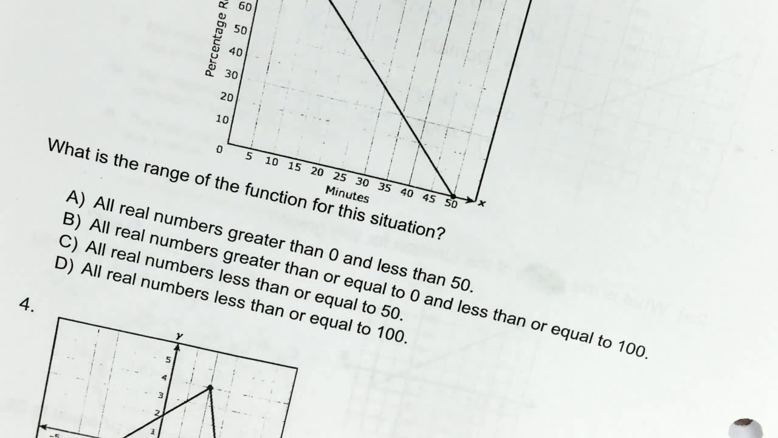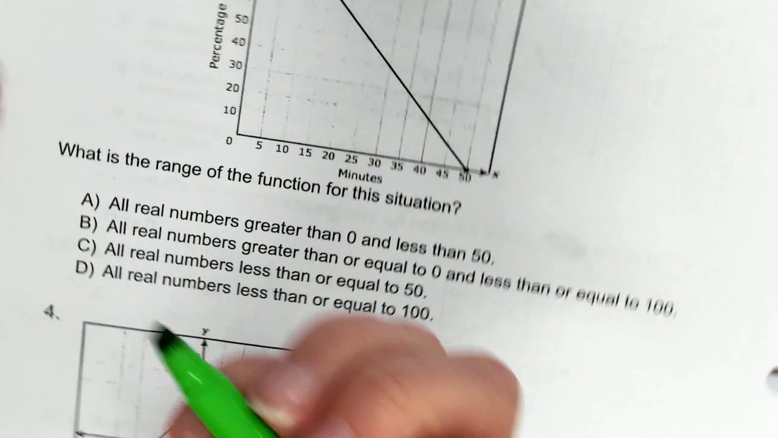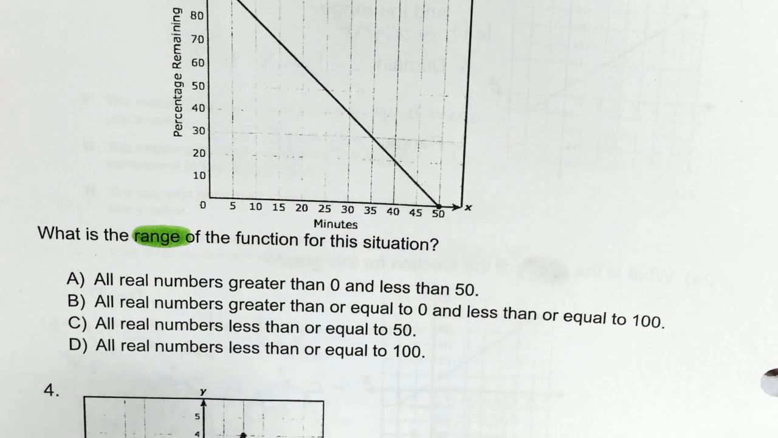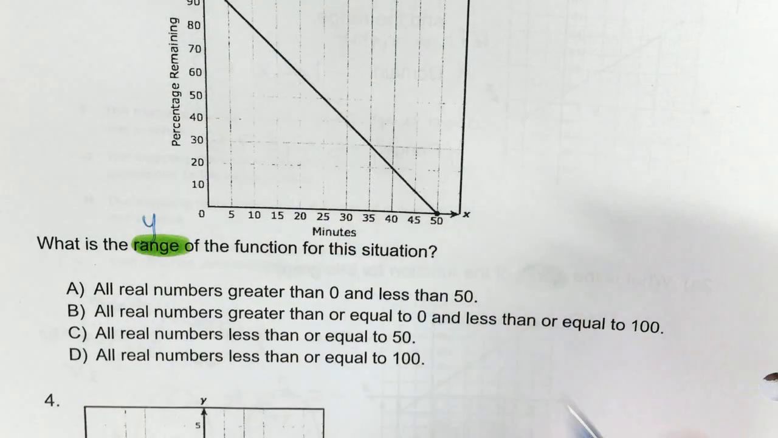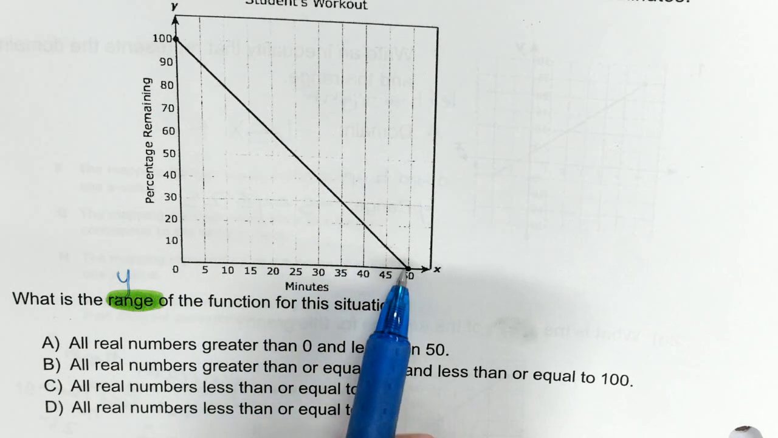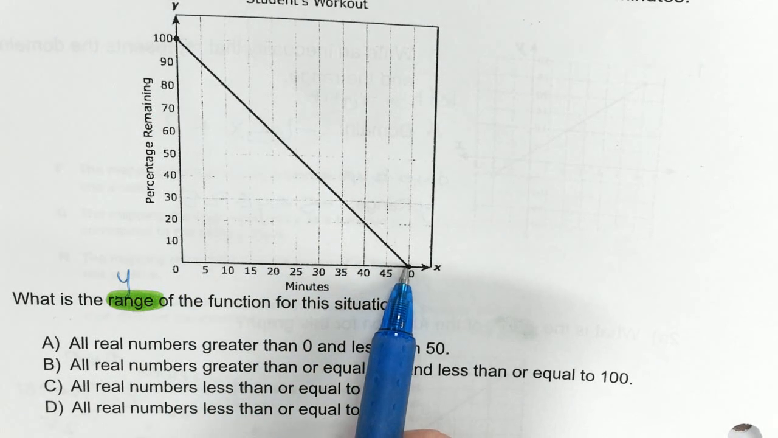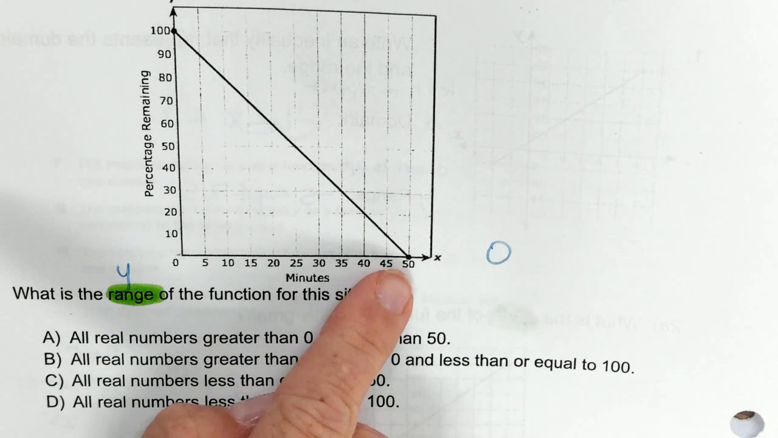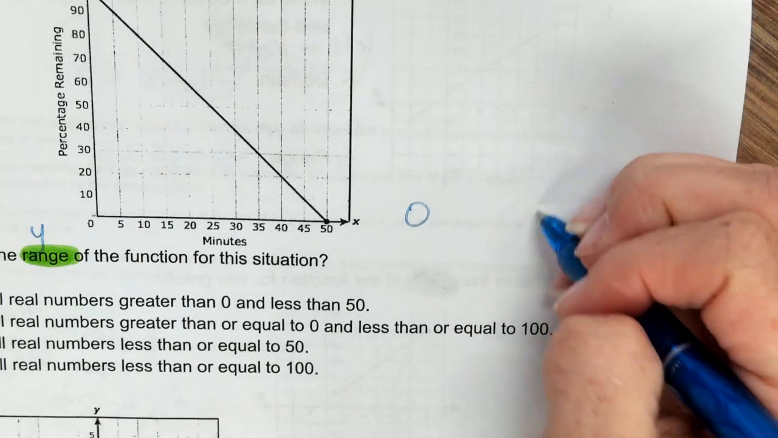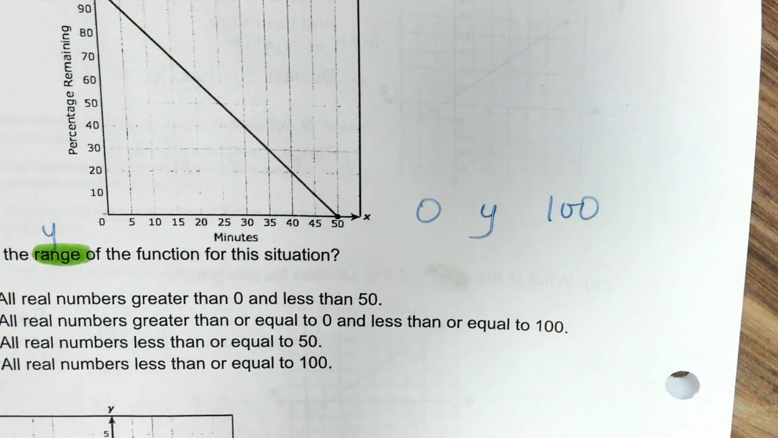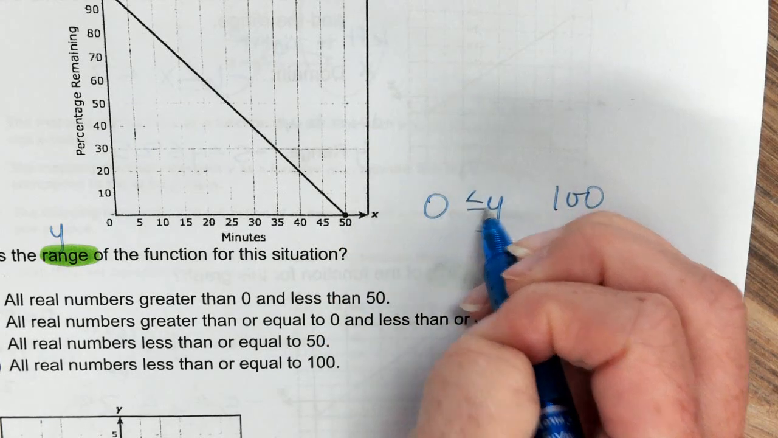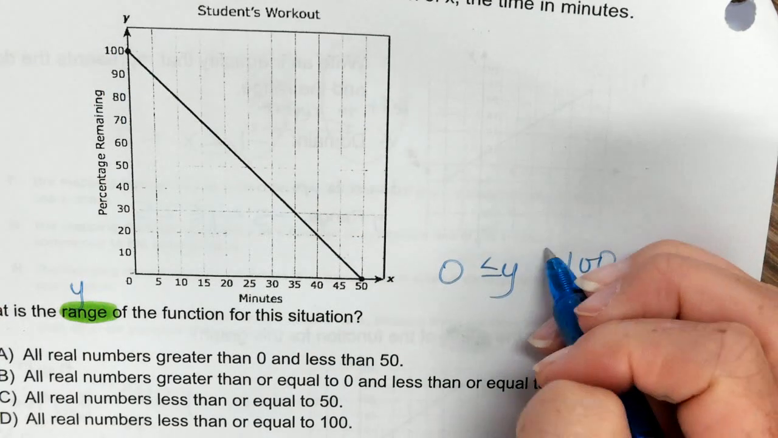All right, number 3. If you read the question, it says, what is the range? Range is the y-axis. Range is lowest to highest on the y-axis. So I follow my line as far down as I can go, which is here. On the y-axis, I am at 0. The highest this line goes on the y-axis is up to 100. Y is in the middle. It is 0 because this is a solid dot, so or equal to, and it is 100.